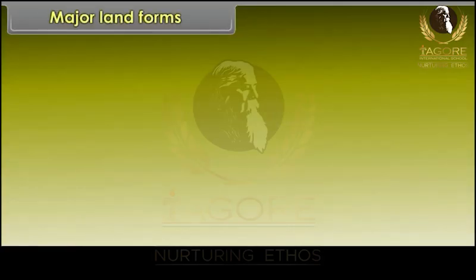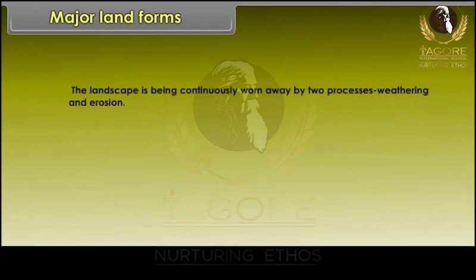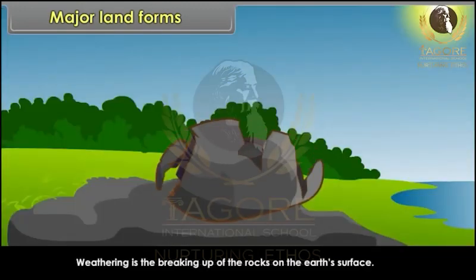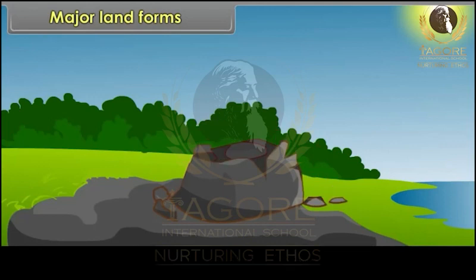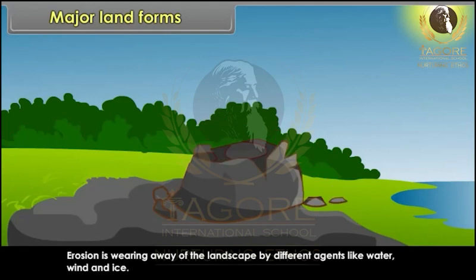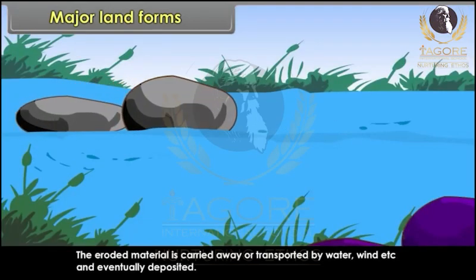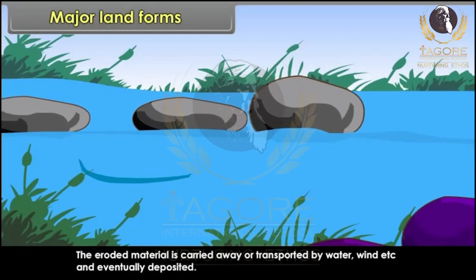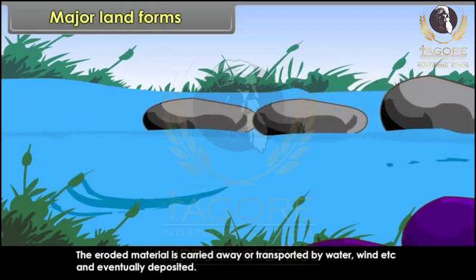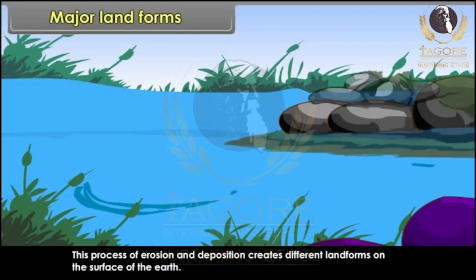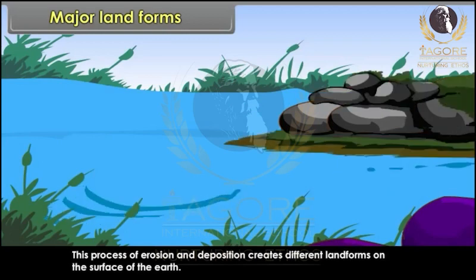Major landforms. The landscape is being continuously worn away by two processes: weathering and erosion. Weathering is the breaking up of the rocks on the Earth's surface. Erosion is wearing away of the landscape by different agents like water, wind, and ice. The eroded material is carried away or transported by water, wind, etc. and eventually deposited. This process of erosion and deposition creates different landforms on the surface of the earth.